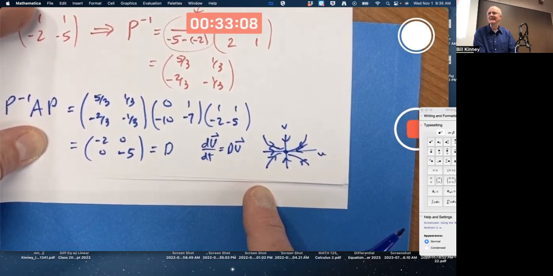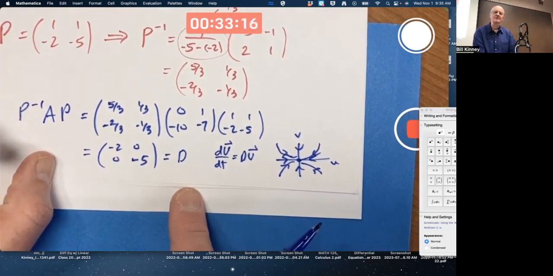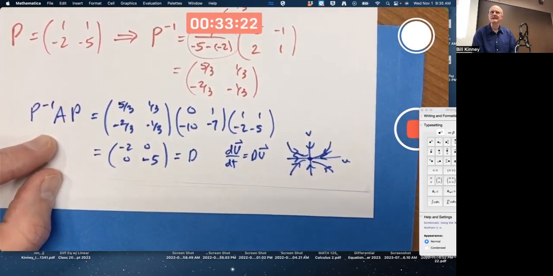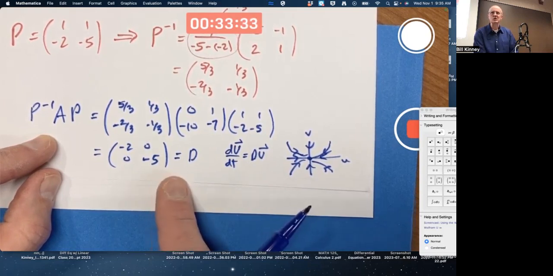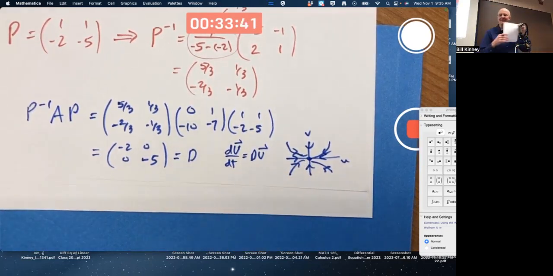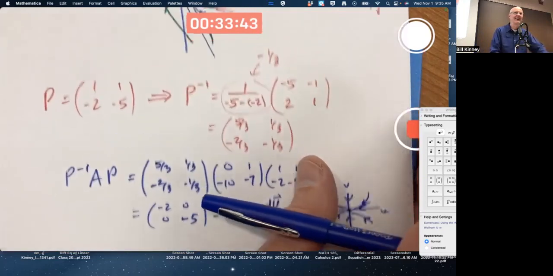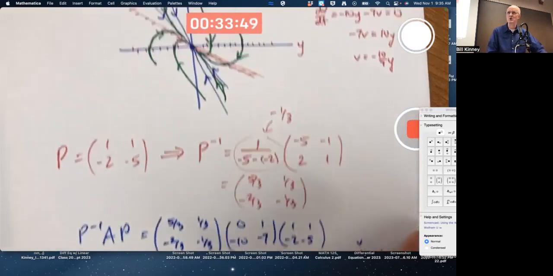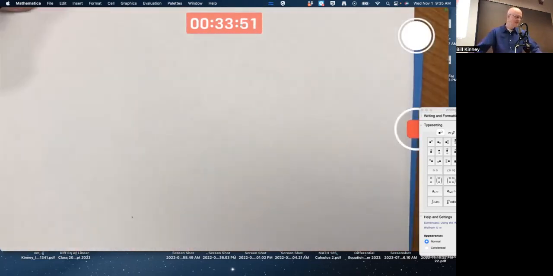This should bring up a question, though. Maybe not an obvious question. Can I do this no matter what A is? The answer is no. Some matrices are not diagonalizable, and that'll come up after the exam. Some matrices are not diagonalizable. And some matrices are only diagonalizable if you use complex numbers. Let's do an example like that next.